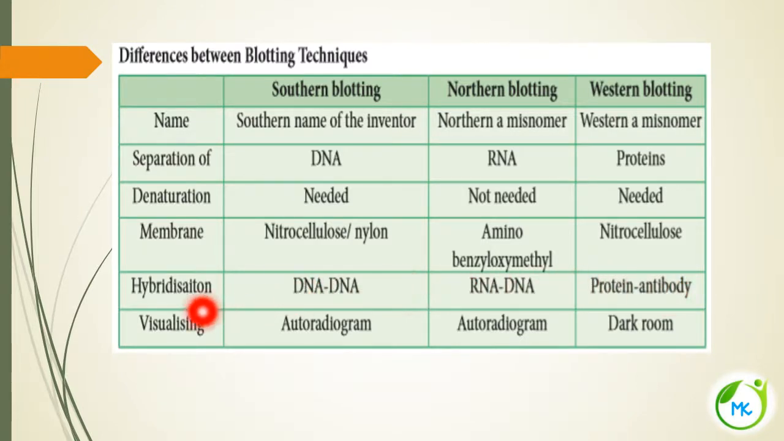How are we going to visualize? Southern and northern blots can be visualized by autoradiography, whereas in western blotting, when we see it in the dark room itself, the protein bands will be visible. So now we have seen agarose gel electrophoresis and also the nucleic acid hybridization methods: southern blotting, northern blotting and western blotting.